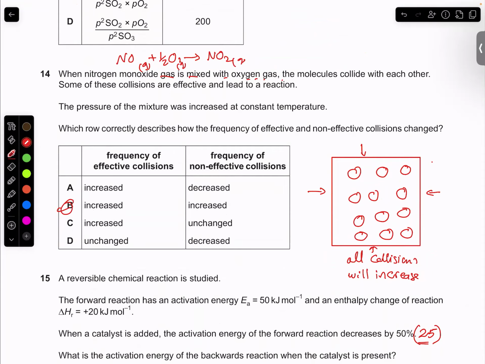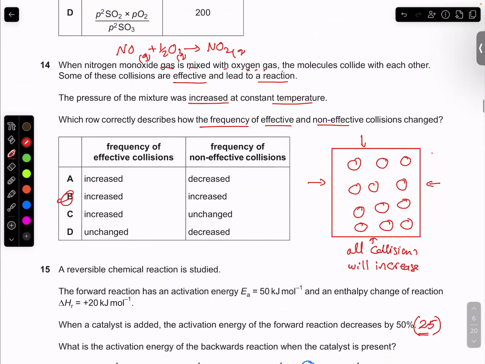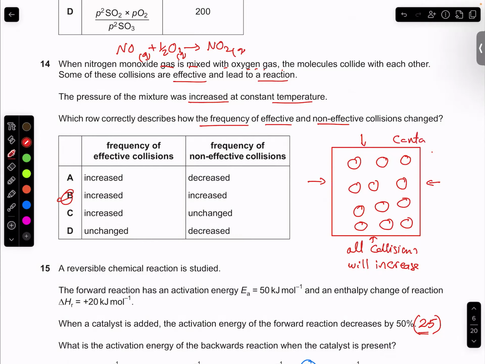The molecules collide with each other. Some of these collisions are effective and lead to a reaction. If the pressure of the mixture is increased at constant temperature, which option correctly describes how the frequency of the effective and non-effective collisions increase? If this is a container, for example, some of these particles will collide effectively, and these particles will collide less effectively.